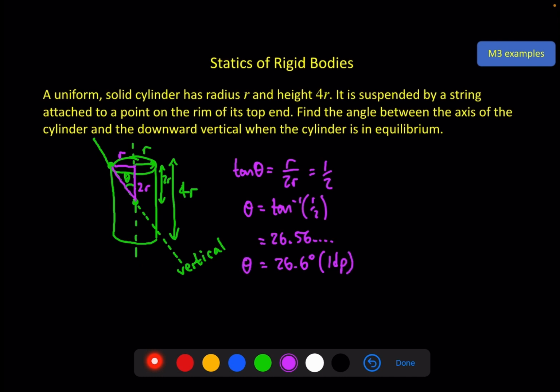I've done a cylinder in this example. The textbook does a hemisphere, but I hope you can see that for any standard solid shape, if you know where the center of mass is, you can put the vertical line on and find a triangle in there somewhere.